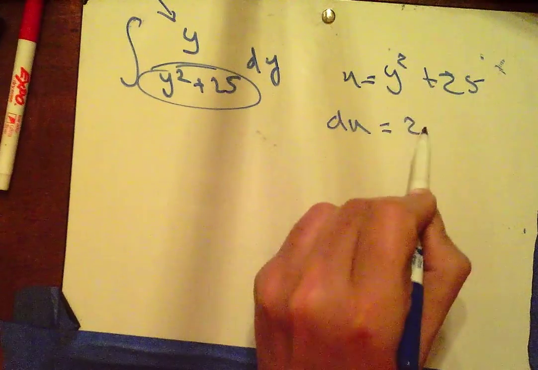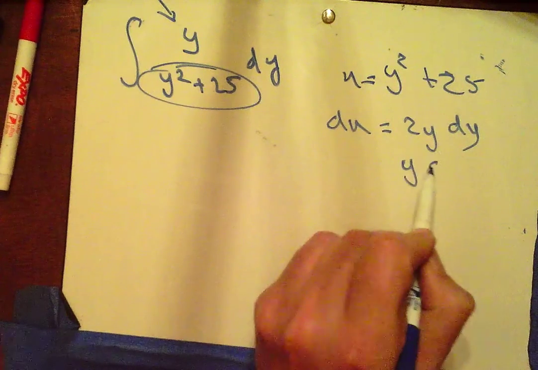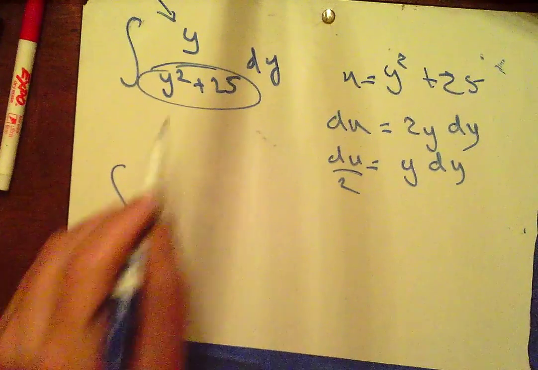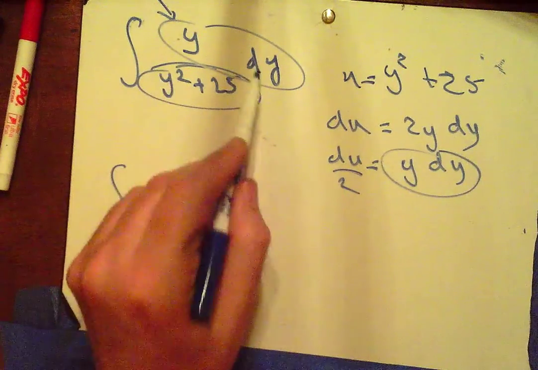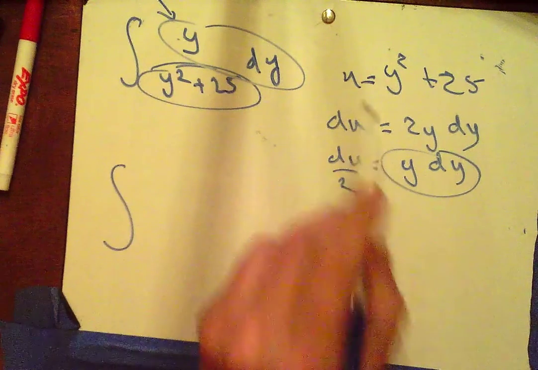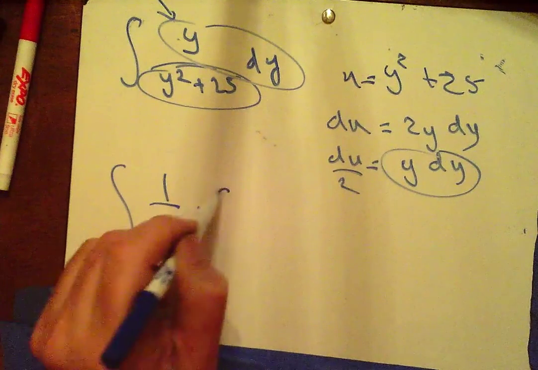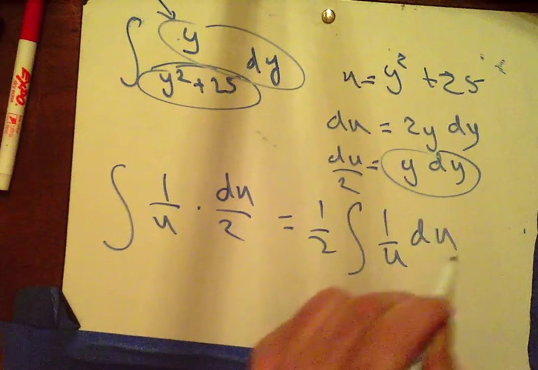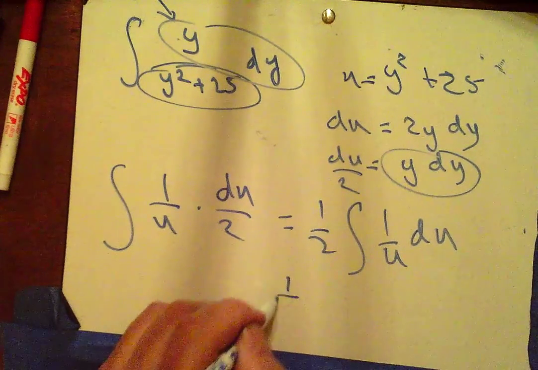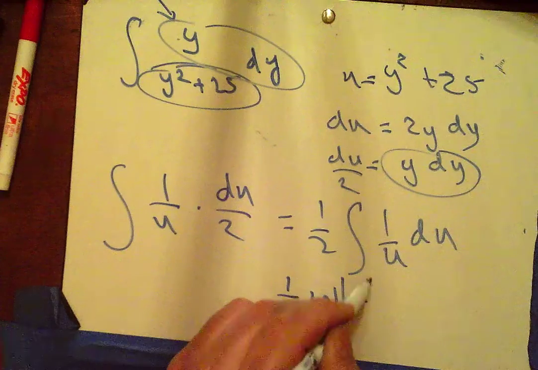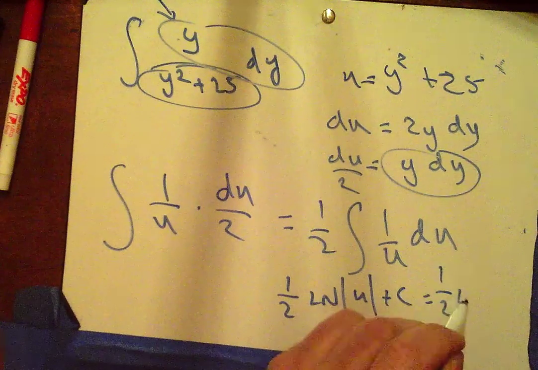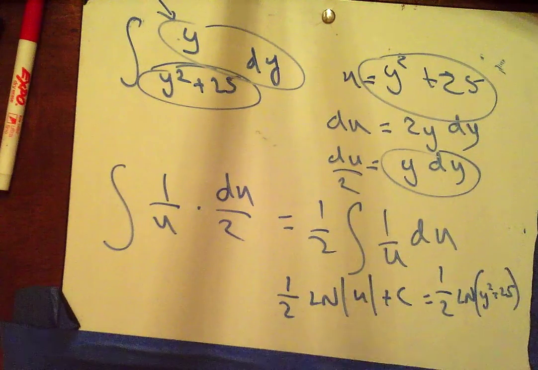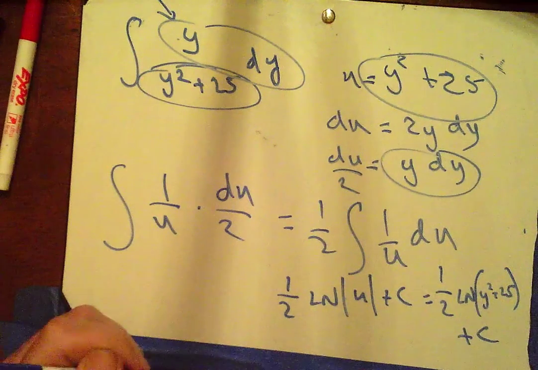So du is going to be 2y dy, or y dy equals du over 2. So this can then be rewritten, since I have y dy, as du over 2, and my whole denominator was my u. 1 over u times du over 2. Pull out that 1/2. And now I know I'm looking at ln's derivative. So 1/2 ln u plus c, or 1/2 ln, there was our u, y squared plus 25, plus c. Don't forget the plus c.